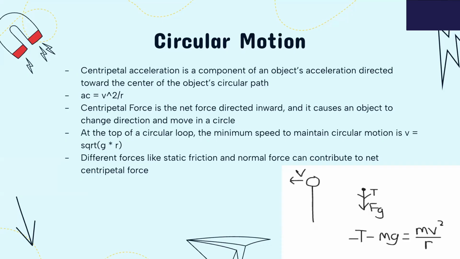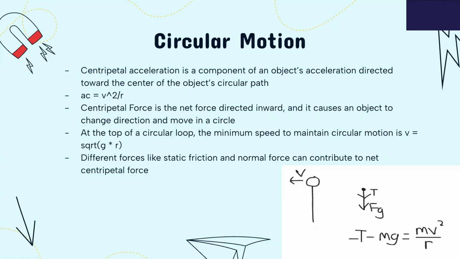And centripetal force is thus the net force directed inward. So it's not an individual force, it's just the net forces exerted inward, and it causes an object to change direction and move in a circle. When an object is moving in a circular loop, at the top of the loop the minimum speed to maintain circular motion is v equals the square root of g times r. And you can solve it using centripetal acceleration, centripetal net force. Different forces in different scenarios, like static friction and normal force, can contribute to net centripetal force.